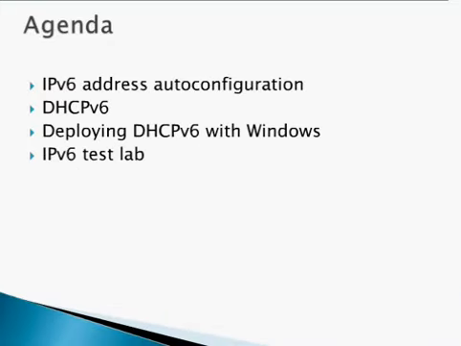Our agenda for this presentation is to talk about general IPv6 address auto-configuration technology, its behavior, how it works, take a little bit of a close look at the DHCPv6 protocol and how it works, and then talk about DHCPv6 deployment considerations and how we configure this if you had a Windows-based infrastructure. And then last, we'll take a look at the IPv6 Test Lab and how you can set this up for yourself and see the behaviors firsthand.